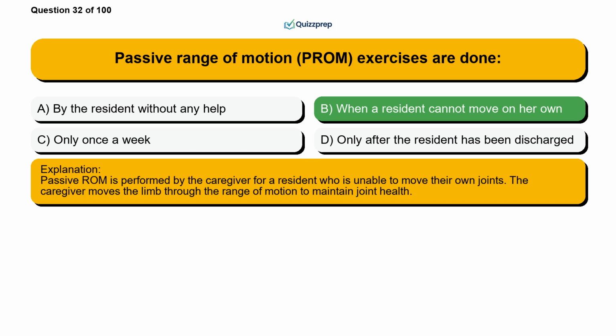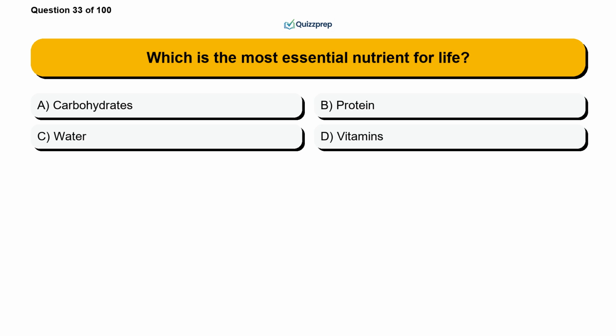Passive ROM is performed by the caregiver for a resident who is unable to move their own joints. The caregiver moves the limb through the range of motion to maintain joint health. Question 33. Which is the most essential nutrient for life?